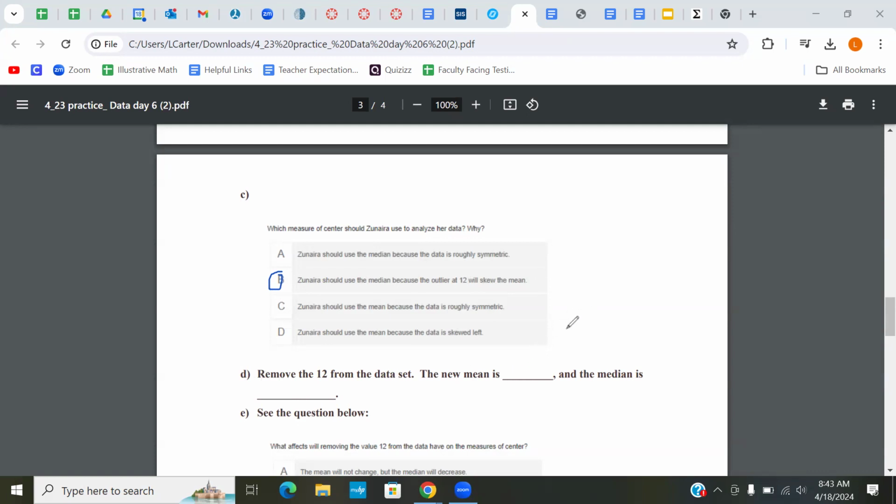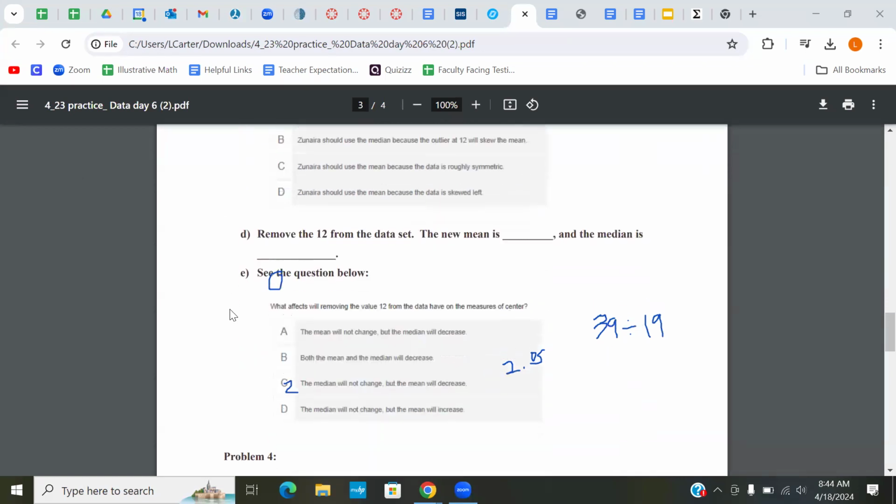So remove the 12 from the data set. For the new mean, 51 was the original rebounds. So take away 12, that's 39. We're going to take that 39 and divide by how many games that includes. It just took out one game, so it's 19 games, right? So now our new mean is instead going to be 2.05. And the median is still going to be 2. It didn't change.